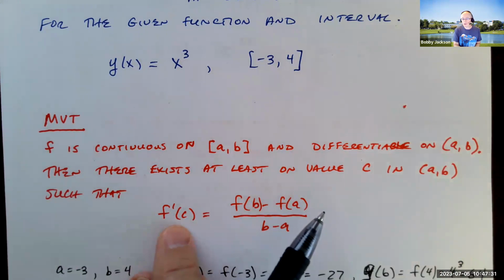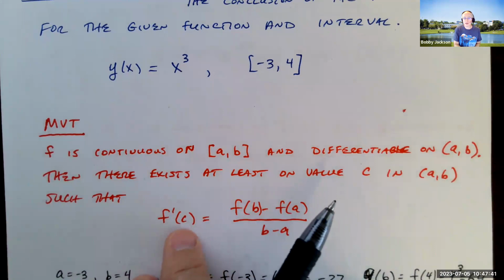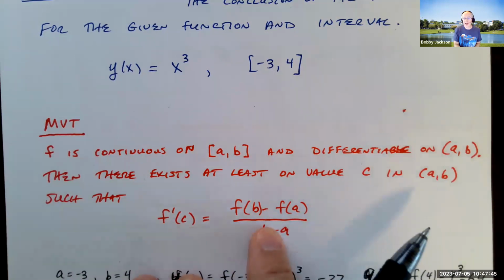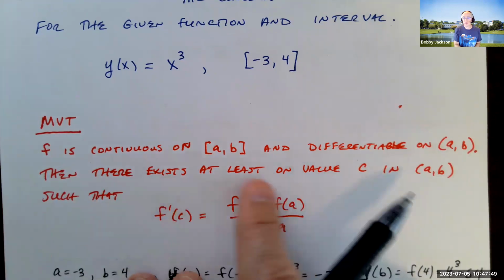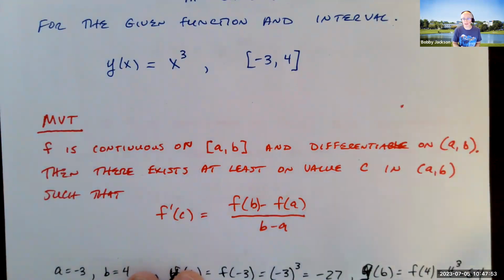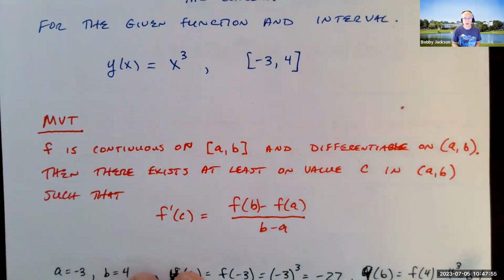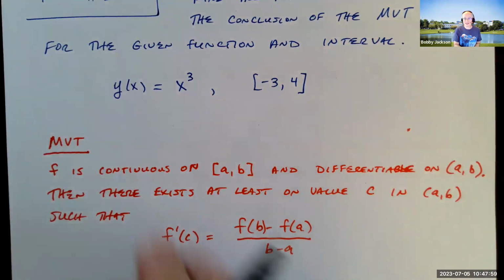And the derivative, remember, is the instantaneous rate of change of the function. All this is really saying is that for any function with these conditions, its instantaneous rate of change will be equal to the average rate of change for the function over that interval at least at one point, C, and maybe multiple points, but there's at least one guaranteed. So our goal is to find the C here. This is just an existence theorem.